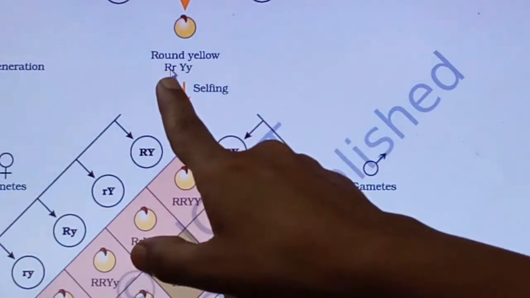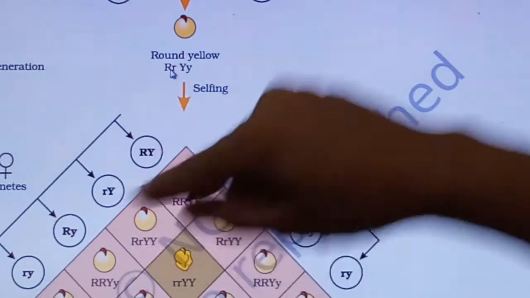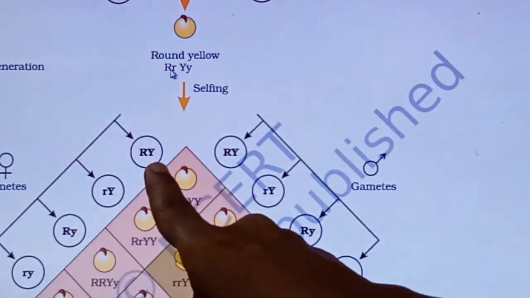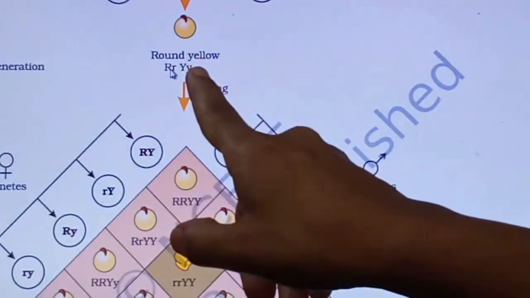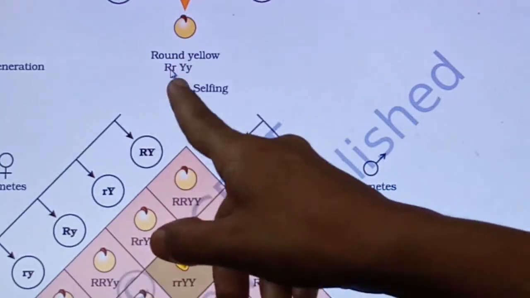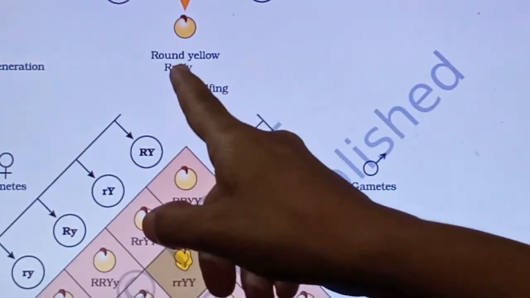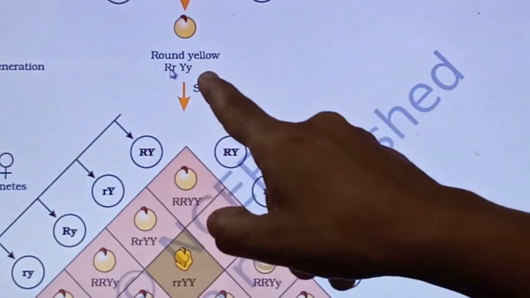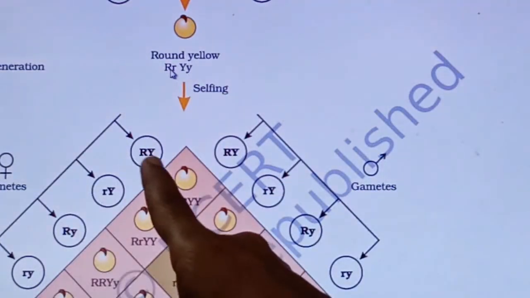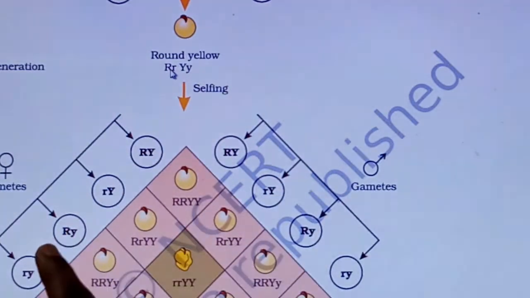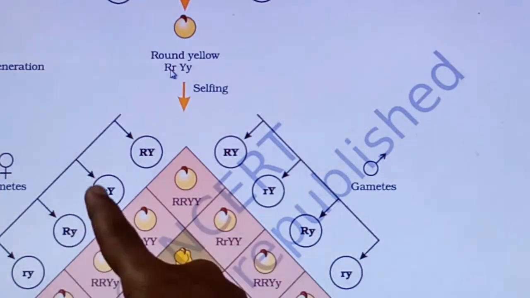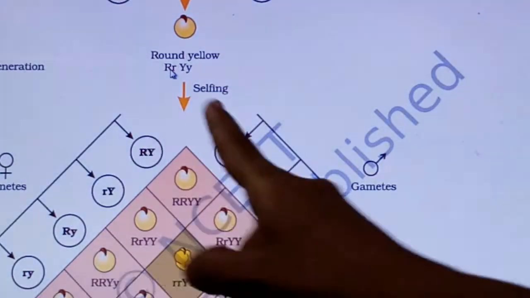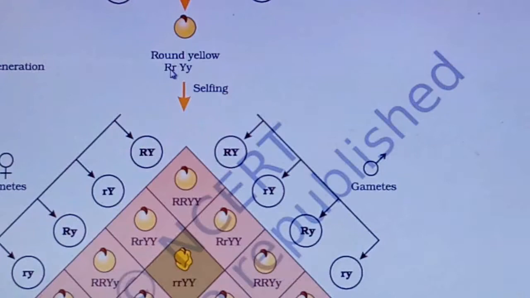See here, capital R, small r, capital Y, small y. Take this R with the capital Y, so RY has come. Then take this R with the small y. How are we doing the cross multiplication? Like that: cross this R with the first Y, then the second y. And then cross small r with capital Y and then small y. Your 4 gametes are formed: capital R capital Y, capital R small y, small r capital Y, and small r small y. In this way you can write your gametes.